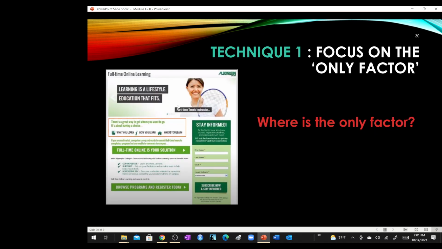So over here, as you can see, this is the best place in your digital property, digital page, to articulate your only factor, right on top. What is this page anyway? This is about full-time online learning for a part-time tennis instructor. She's providing online lessons, and full-time online is your solution. So you can get a certification through online lessons with her.